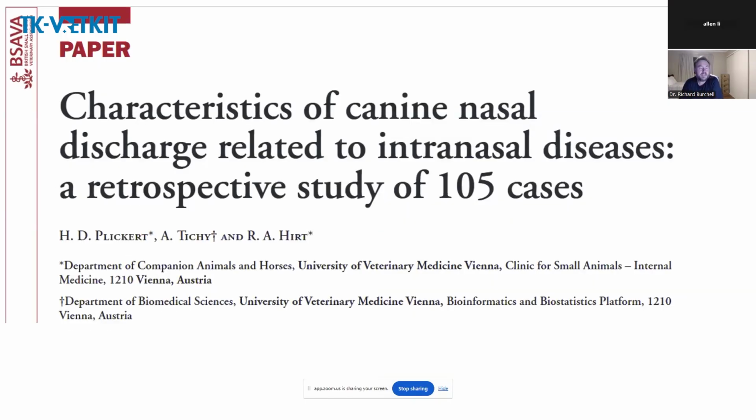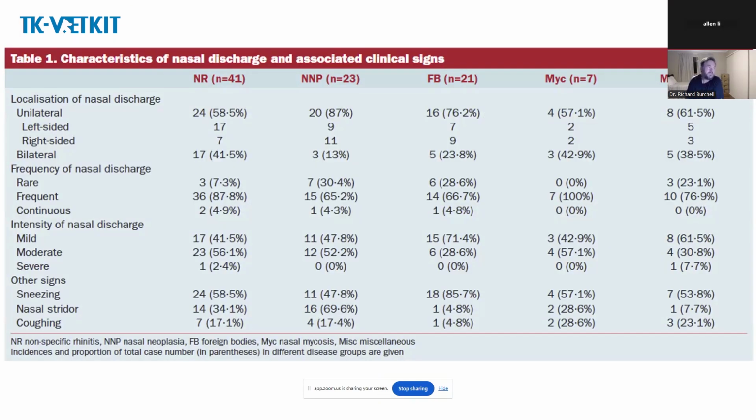So if we have a look at a couple of things just regarding the clinical signs that we rely on, there was a study that looked at the nature of nasal discharge to see how helpful it was to narrow down your possibilities. So if we have a look at the top, we've got non-specific rhinitis, NNP was cancer, FB was foreign body, MIC was mycotic rhinitis or fungal, and then miscellaneous was a whole lot of other diseases thrown together. And you can see that for both non-specific rhinitis, cancer, and a foreign body, it can be unilateral or bilateral.